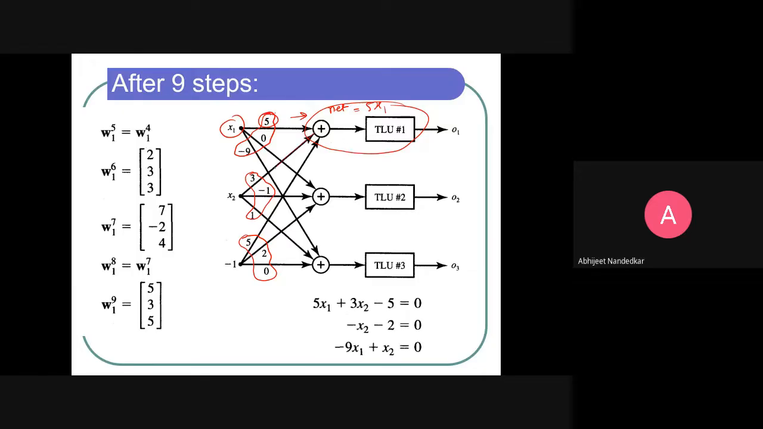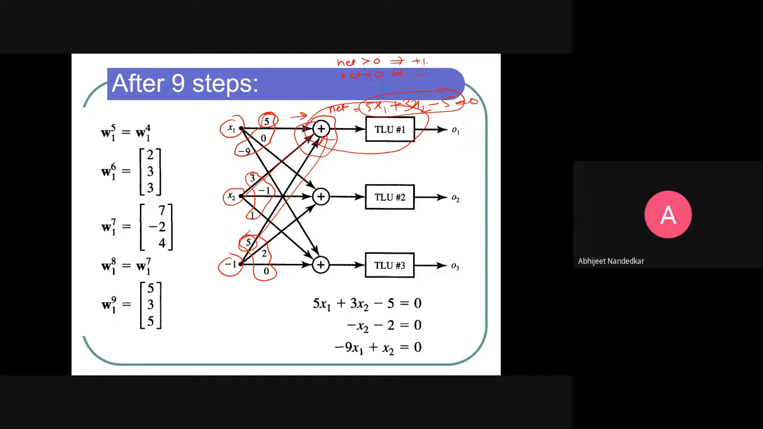Then the second input is coming from this position, that is 3x2, and minus 5, so -1 multiplied by 5, that is connected here. So here I am receiving net equal to 5x1 plus 3x2 minus 5. If I put it equal to 0, that is my decision boundary. If net is greater than 0, then output is plus 1. If net is less than 0, then output is minus 1.